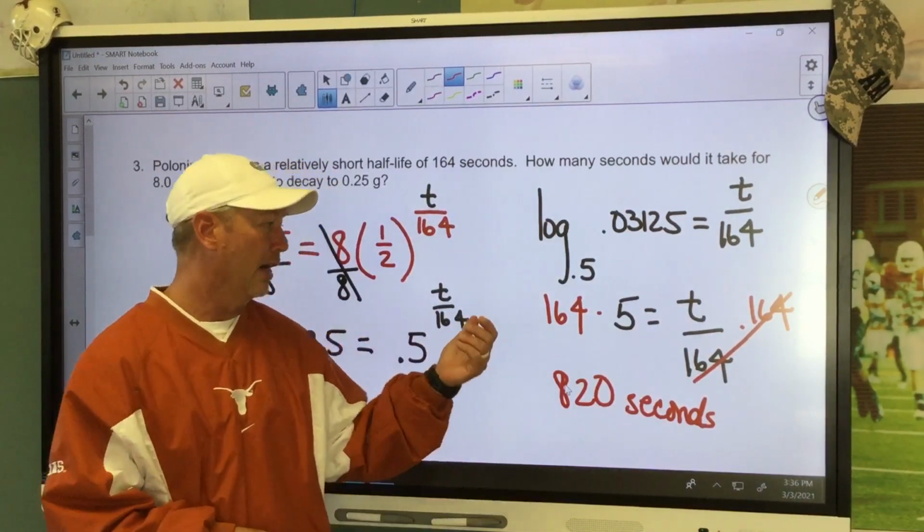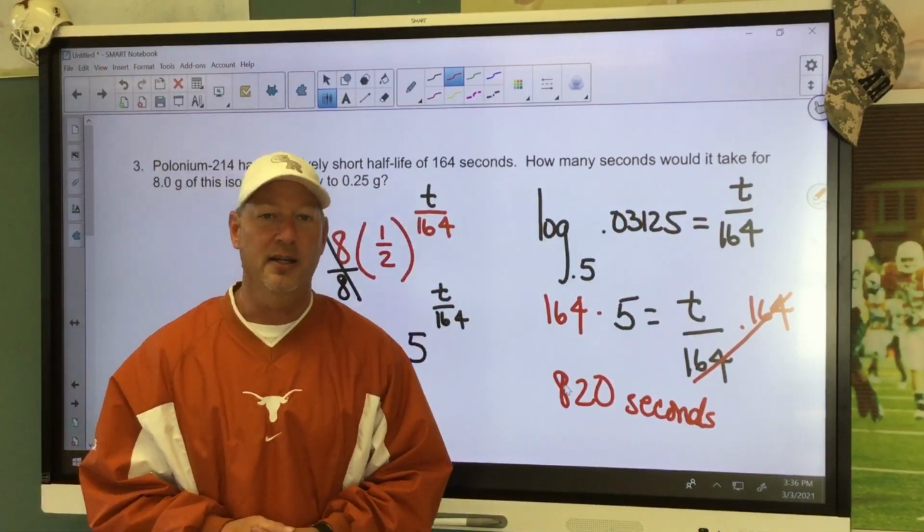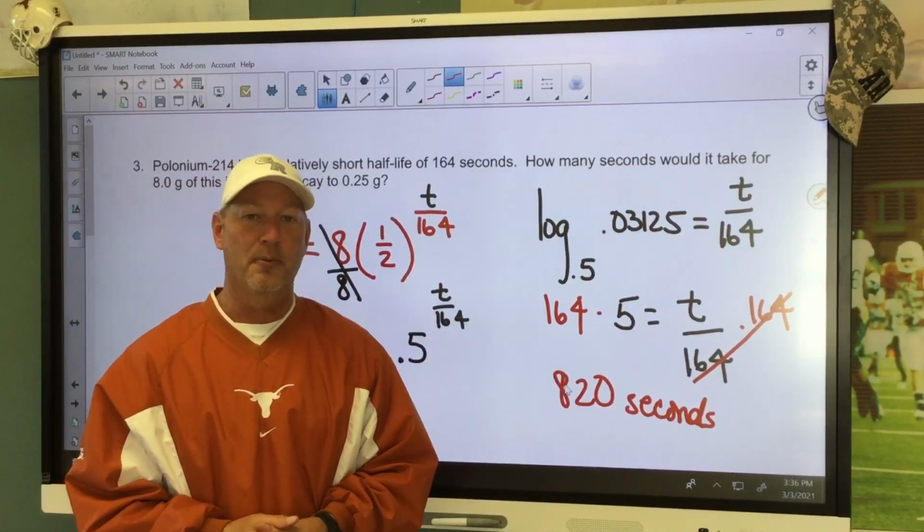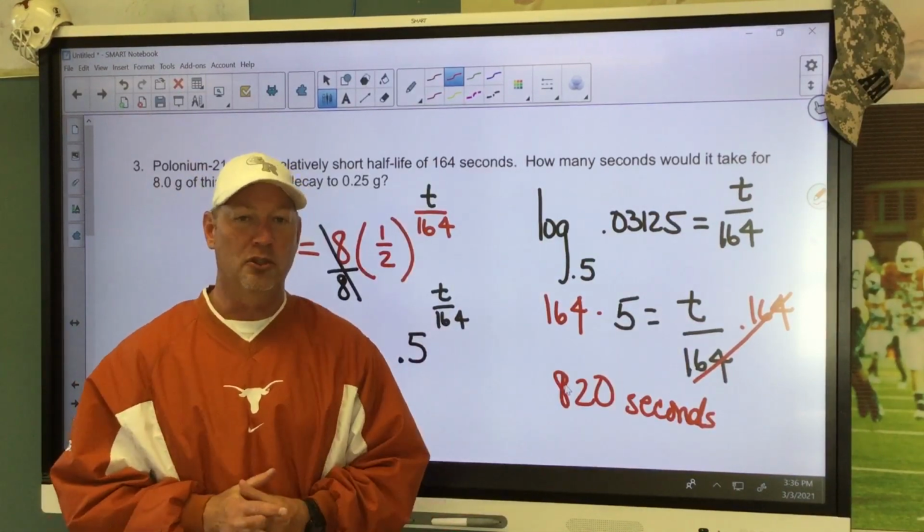All right? You've had a lot of practice. This is not the first time we've solved equations and tried to isolate a variable. You've done a bunch. You should be fine.